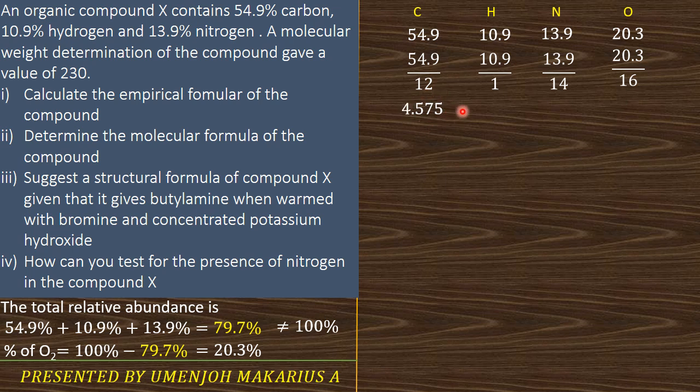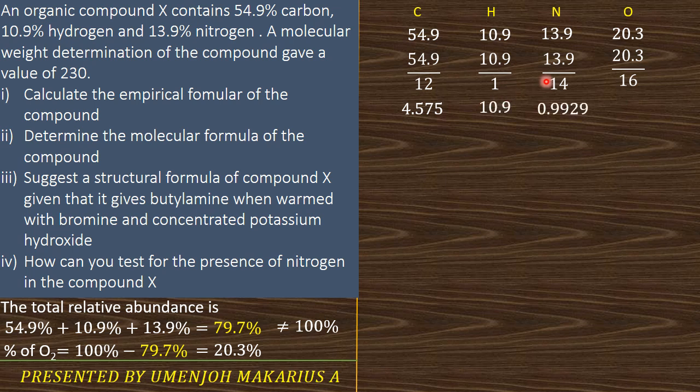Friends, I highly recommend all of you to always give your answers to at least 3 decimal places, because too much approximation can give you inaccuracy in your results. In the exam, no matter the decimal places the question has given you, always try to put it to at least 3 decimal places. Good. So we have 4.575 for carbon, then dividing 10.9 by 1, we simply have 10.9.